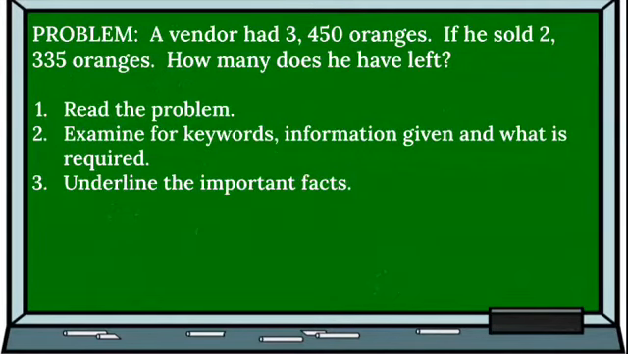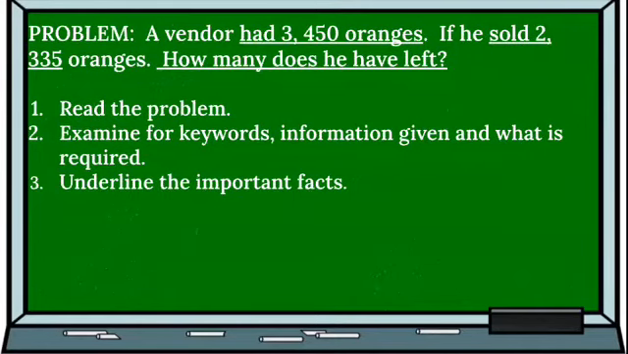We're also going to underline the important facts. So here we have underlined our important facts. We look at our keywords and our information given. We had 3,450 oranges. Then we look at the number of oranges sold, and then what is required. How many does he have left?